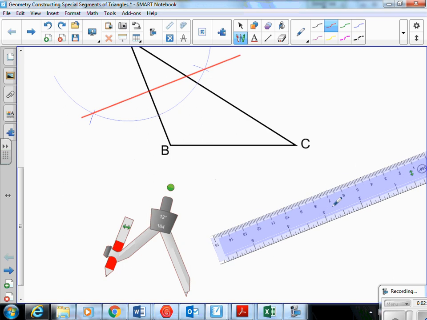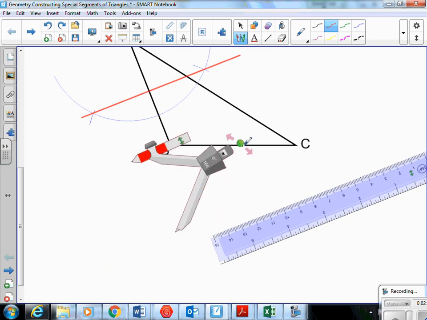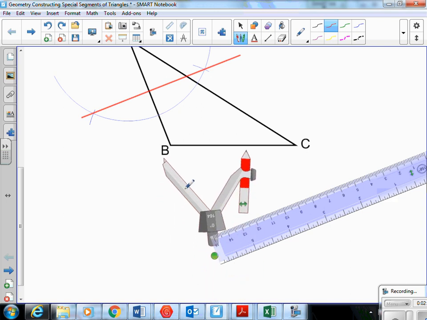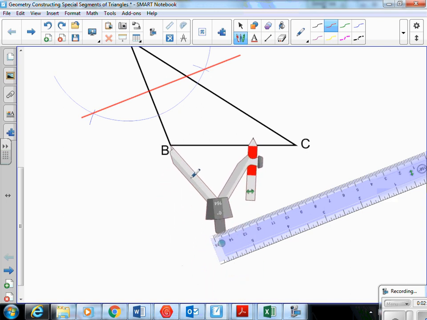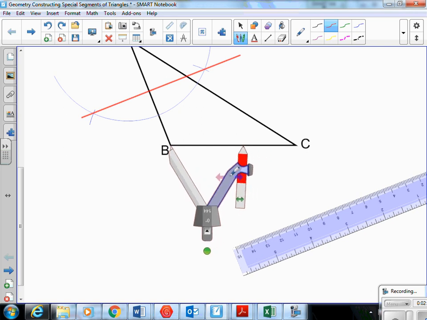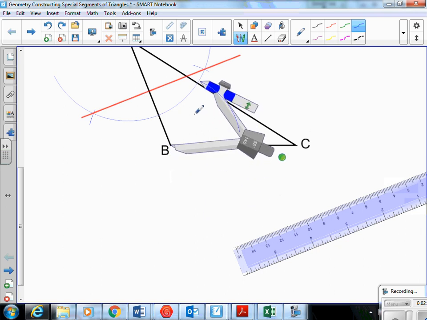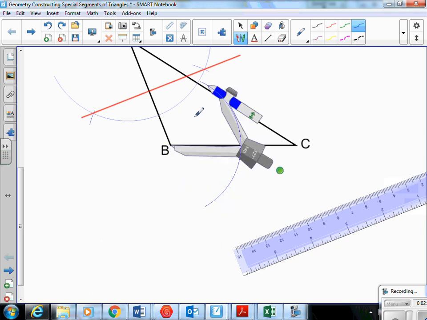We need one more. So I'm going to do segment BC, the bottom side of this triangle. Put the point at point B. Make sure we're more than half. I'm going to adjust it a little bit from what we used just a second ago, just so that we don't get confused on those intersections. Right, so then we'll make an arc that goes above and below the line.